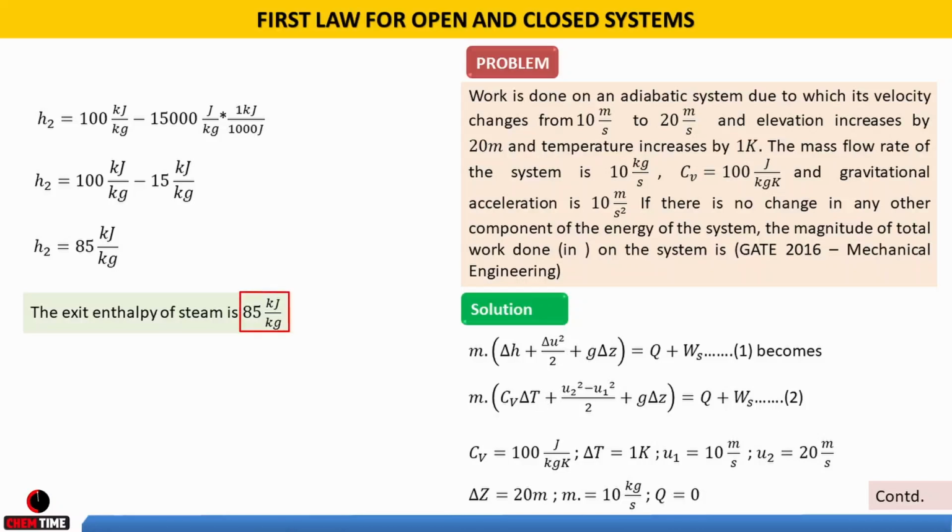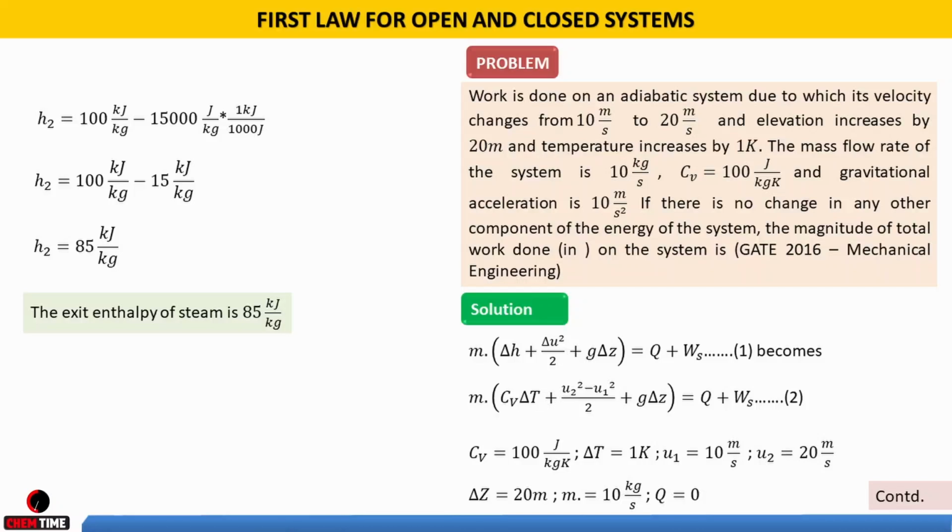To the second problem, this is also given in GATE 2016 for mechanical engineering. Work is done on an adiabatic system. The moment it is adiabatic system, Q is equal to 0, due to which the velocity changes from 10 meters per second to 20 meters per second, and elevation increases by 20 meters and the temperature increases by 1 Kelvin. The mass flow rate of the system is 10 kg per second. The specific heat at constant volume is 100 joules per kg Kelvin, and gravitational acceleration is 10 meters per second square. If there is no change in any other component of the energy of the system, the magnitude of the total work on the system is.